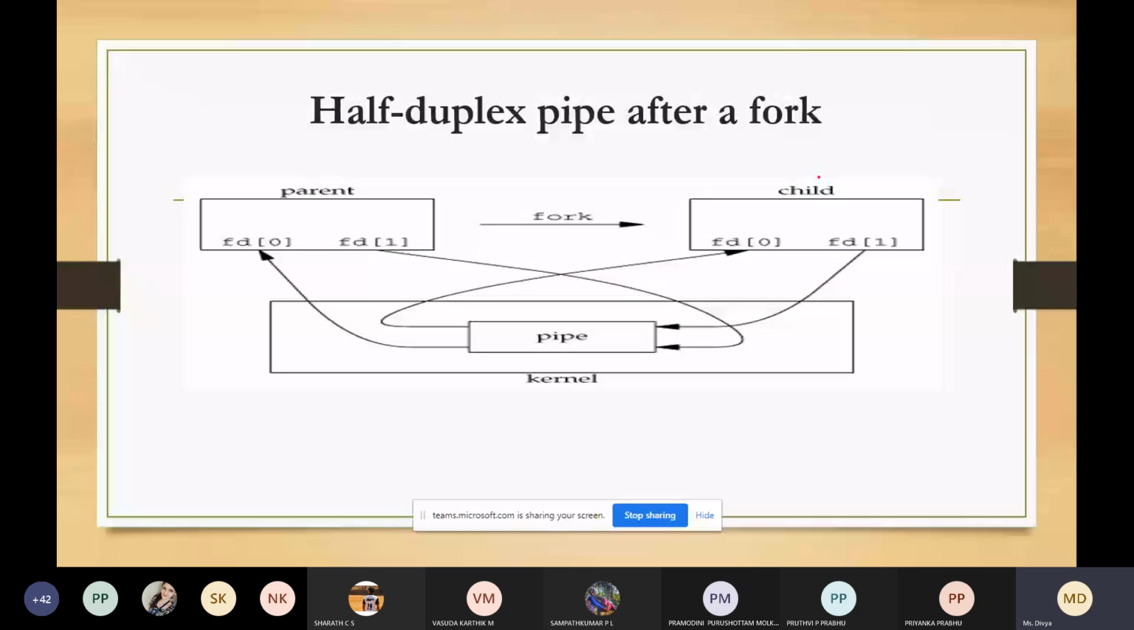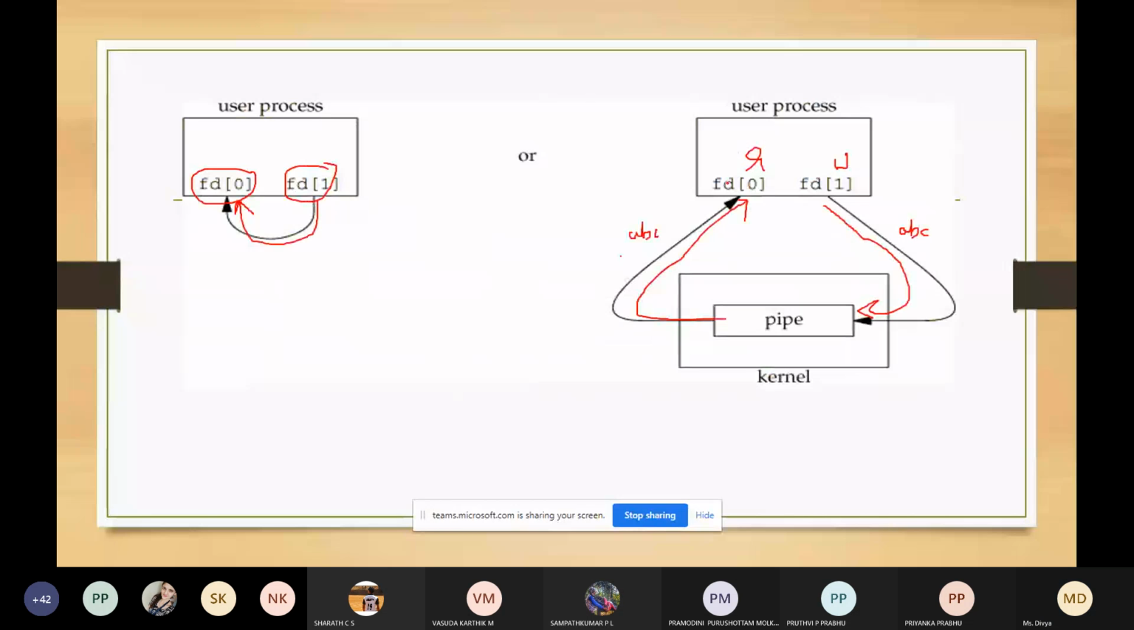A pipe in a single process is next to useless. Suppose in this diagram you are using a pipe. How many processes are we using here? Only one process. The same process is writing the data, and the same process is reading the data. So this concept of passing the data through a single process is a useless concept.